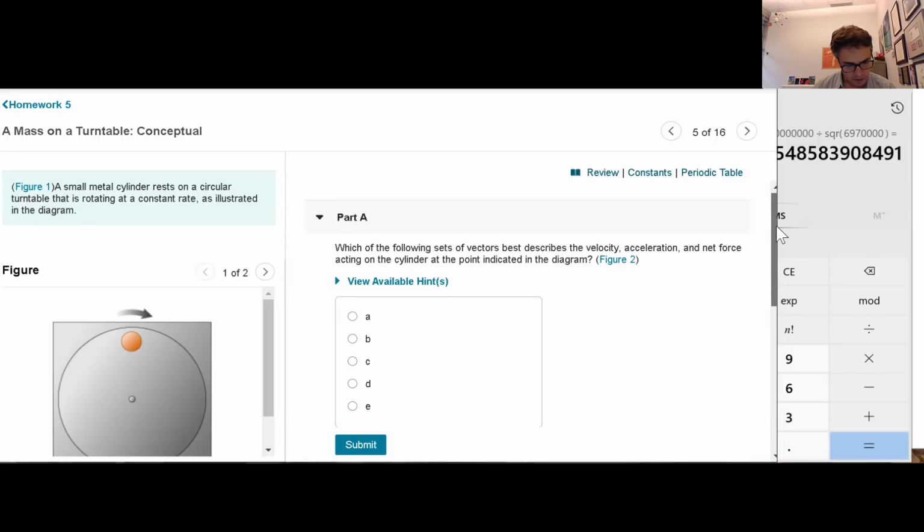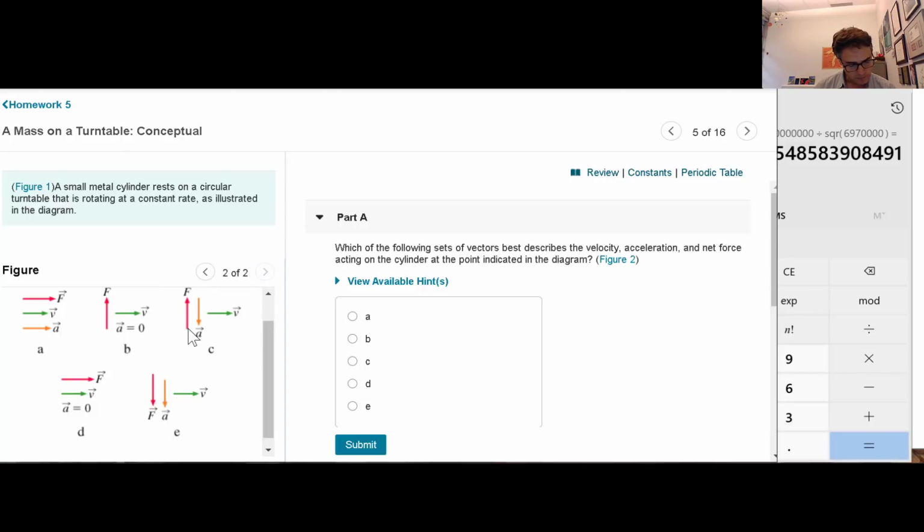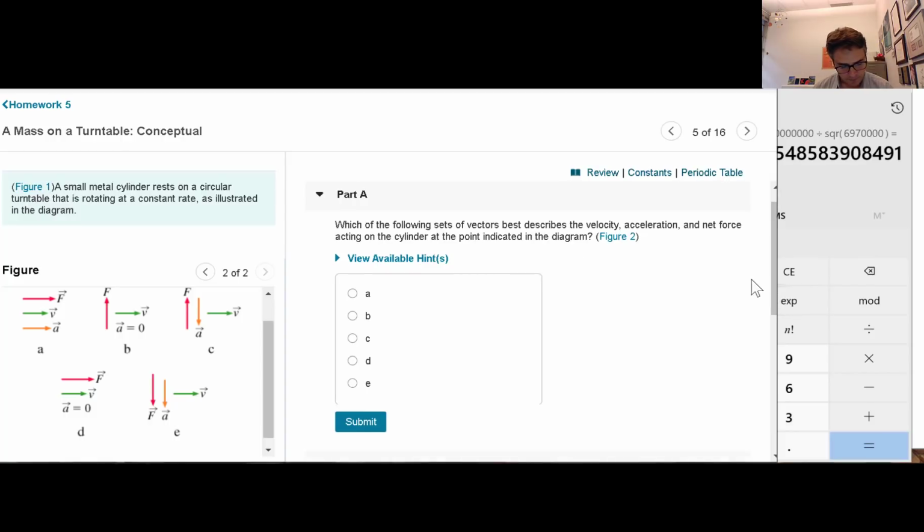Okay, a mass on a turntable conceptual. A small metal cylinder rests on a circular turntable that is rotating at a constant rate, as illustrated in the diagram, as viewed from above, I guess. Oh, and then there's a bunch of force diagrams. Which of the following set of vectors best describes the velocity, acceleration, and net force acting on the cylinder at the point indicated in the diagram? Oh my goodness. I see.